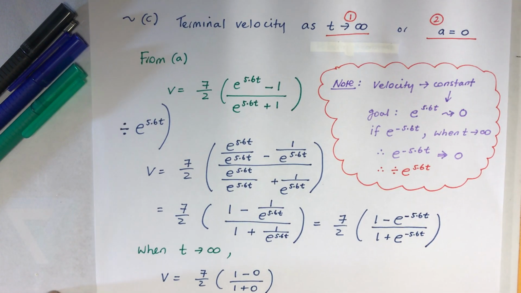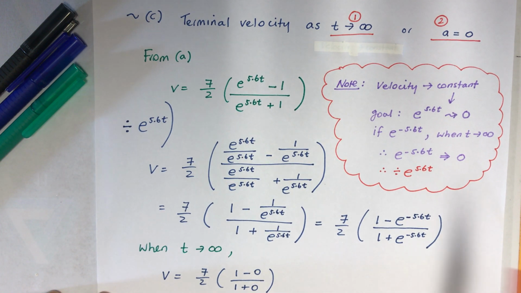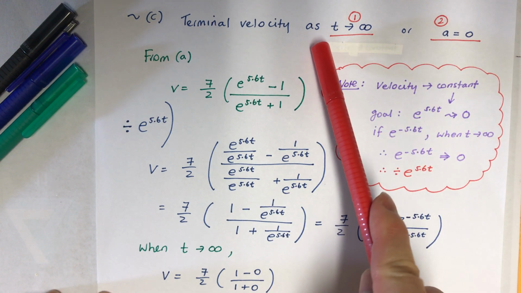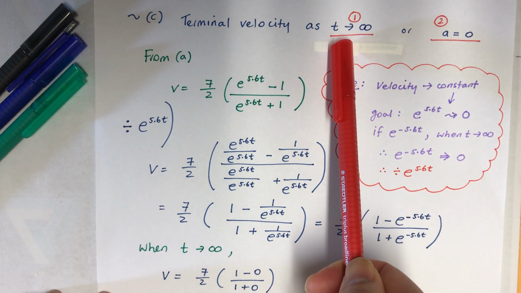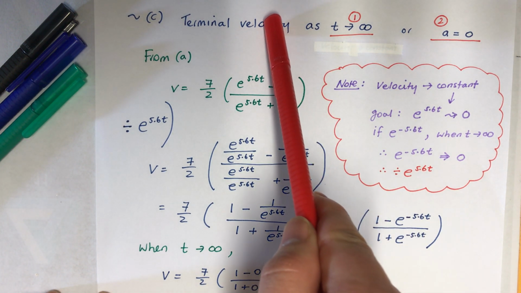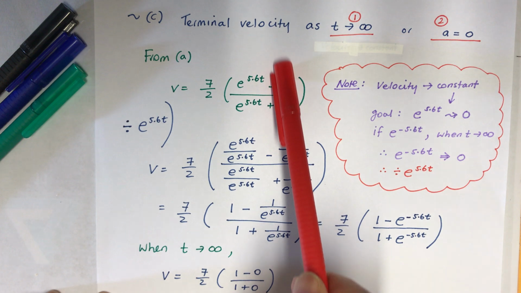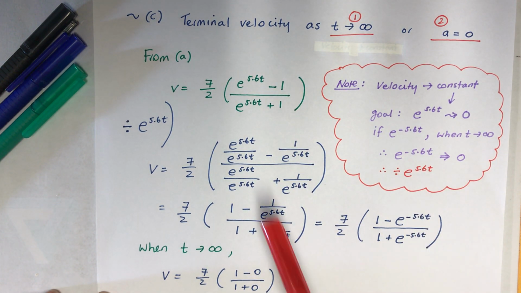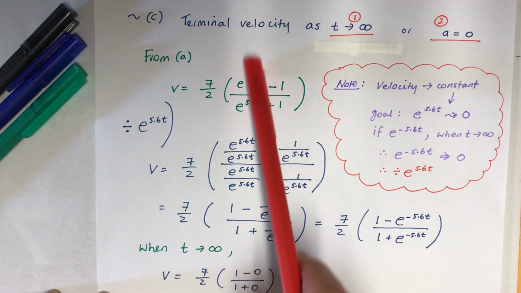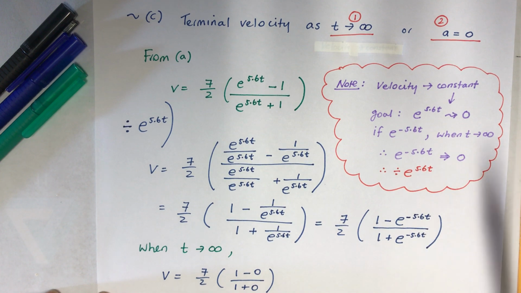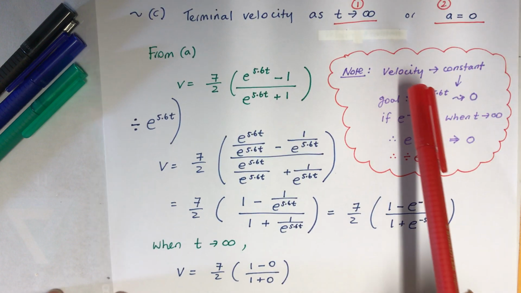Now, part C, finding the terminal velocity. There are two ways you can find the terminal velocity. Well, just say the first one is when t equals infinity, because remember, terminal velocity starts with a velocity going down, down, down, down, and when it reaches a certain point, when time actually passes, it will just have the same constant velocity. And that means acceleration is 0. So I'm going to show you the two ways of doing this.